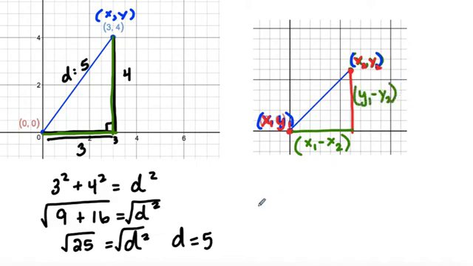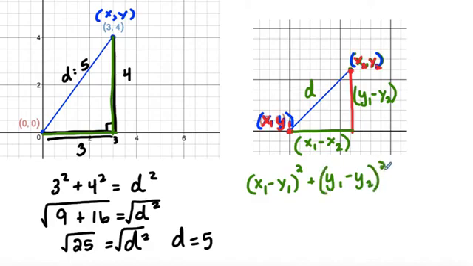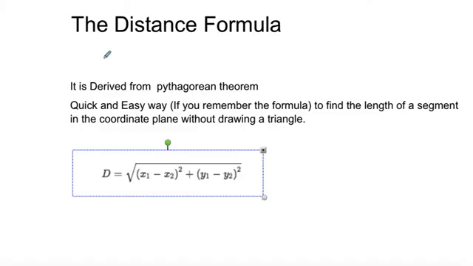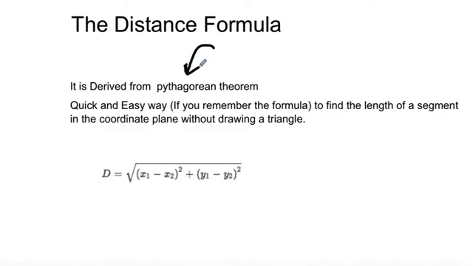Then we used the Pythagorean theorem. I'm going to call this d again. So we would have done (x1 minus x2) squared plus (y1 minus y2) squared equals d squared. And then you would have taken the square root after you added all those together. And that actually provides us with the distance formula. The distance formula is derived from the Pythagorean theorem, but it's a quick and easy way, if you remember the formula, to find the length of a segment in the coordinate plane without drawing the triangle.